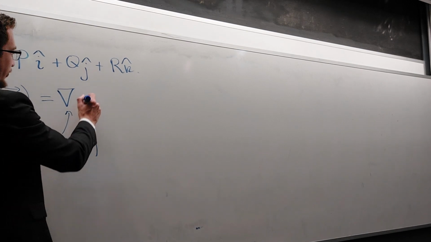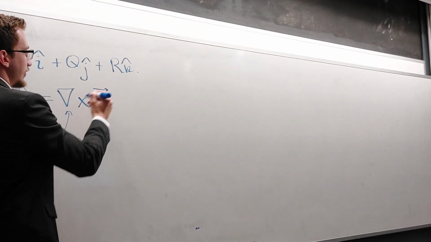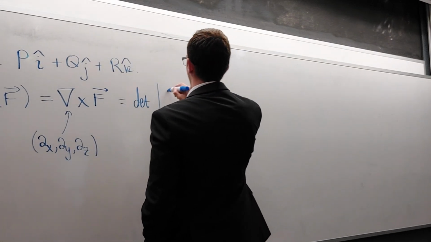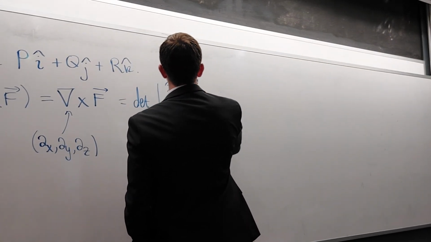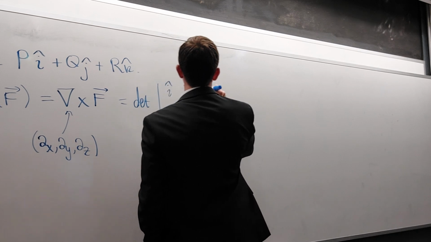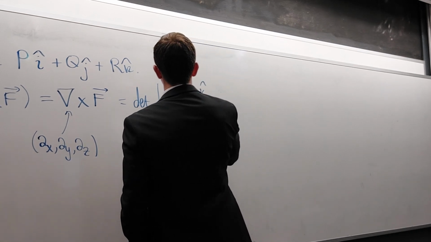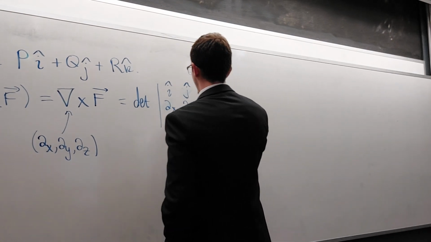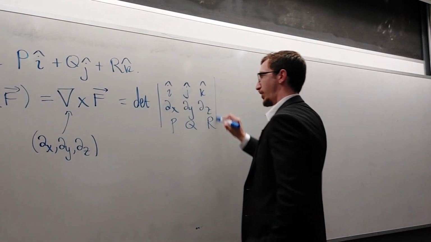I then take the cross product with my vector field, which by definition is the determinant of the following matrix. Partial x, partial y, partial z, p, q, r.